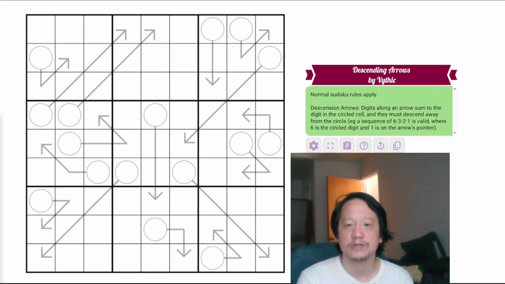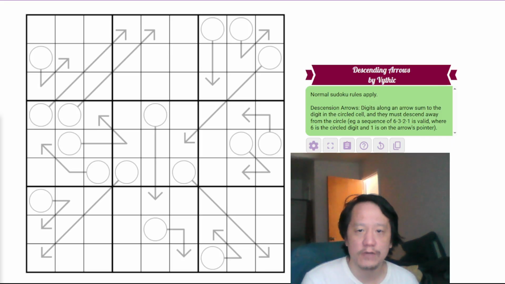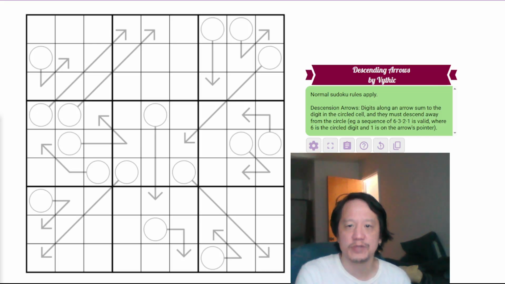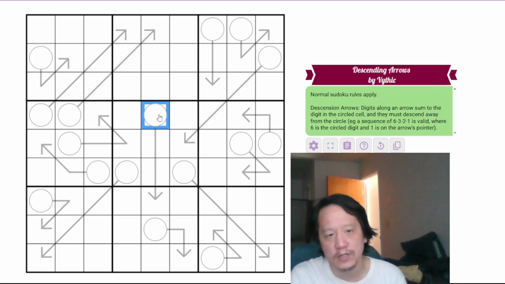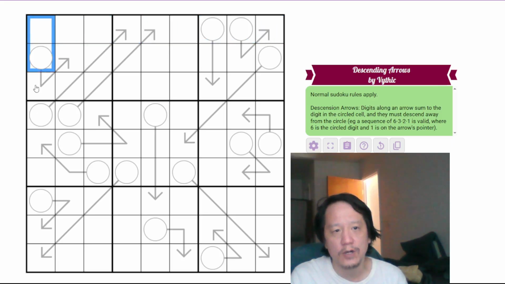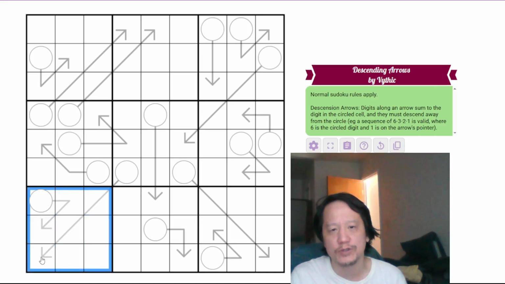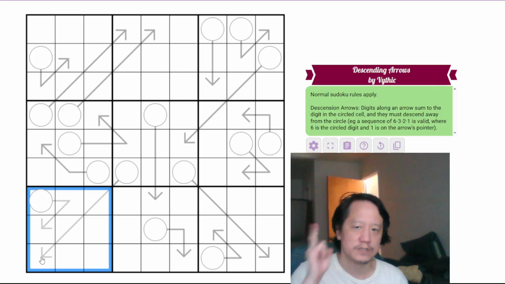Today's very easy puzzle is called Descending Arrows, and it's by Vithic. And here are the rules. Normal Sudoku rules apply, which means in every cell in the grid, place a single digit such that every row, column, and designated 9-cell region contains the digits 1 through 9 exactly once each.